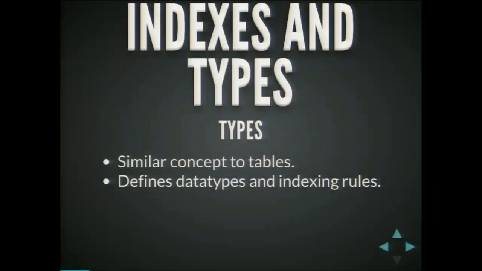If you think of it like a relational database, you have indexes, which are databases. You have types, which are tables. And then you have schema, which is a mapping. Well, you have mapping, which is a schema. They're basically interchangeable in Elasticsearch.